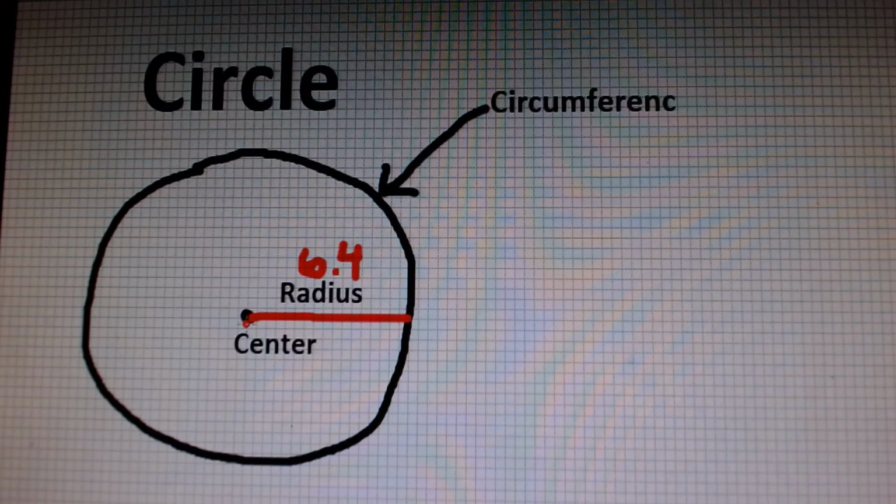And so the distance from the center to the edge of the circumference is 6.4, and this could be kilometers, this can be feet, this can be inches. But we'll just say for now it's 6.4.